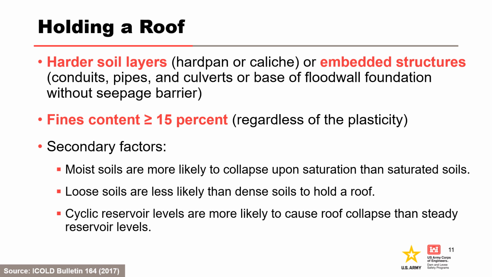As for secondary factors, moist soils are more likely to collapse upon saturation than saturated soils. Loose soils are less likely to hold a roof than dense soils. And cyclic reservoir levels are more likely to cause roof collapse than steady reservoir levels.